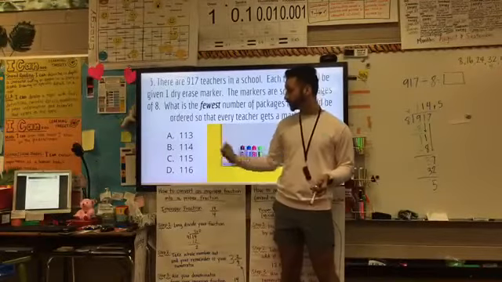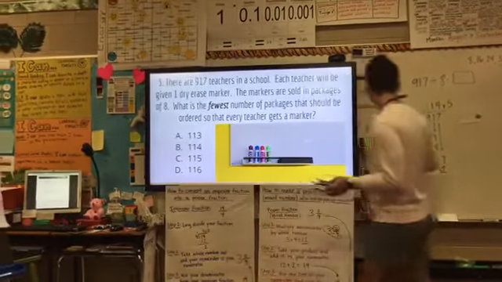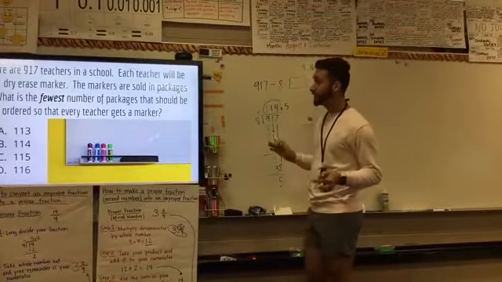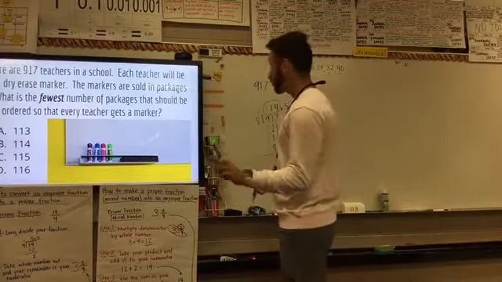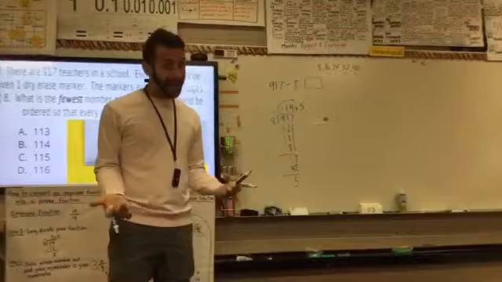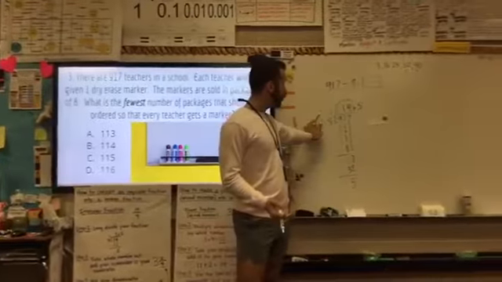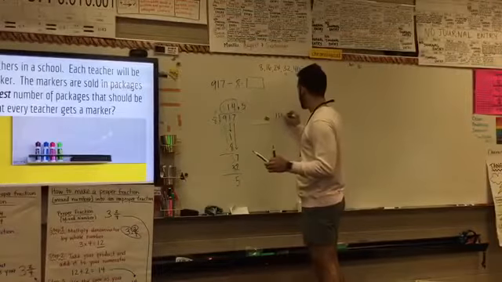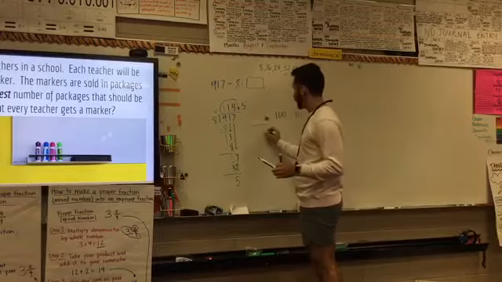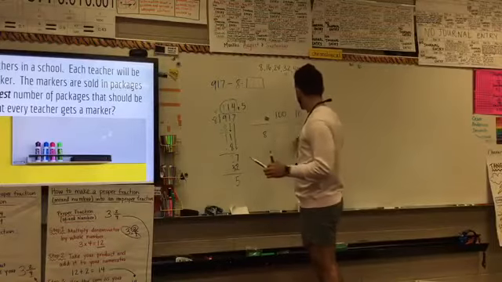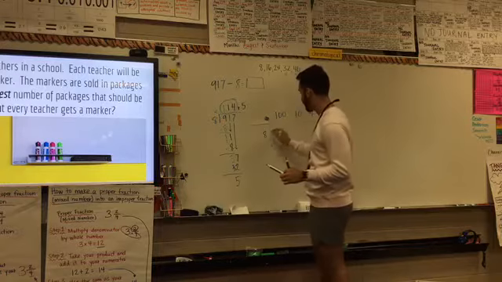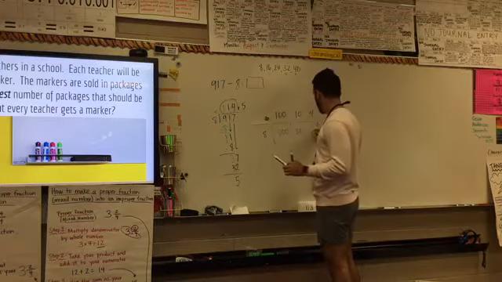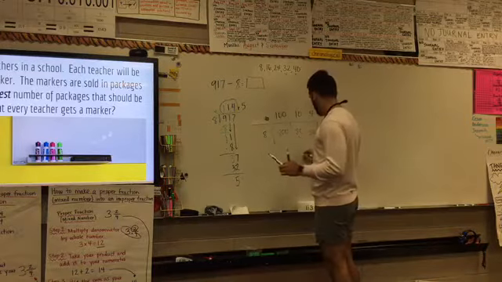You have 113, 114, 115, 116. 114 is right here. So if you were to have 917 teachers in a school and you're giving them 1 marker each, and the packages come in 8, if you were to order 114 cases of 8, so if we did this 100, 10, 4, and then we're multiplying by 8, that would be 800, because 8 times 100 is 800. 8 times 10 is 80. 8 times 4 is 32.